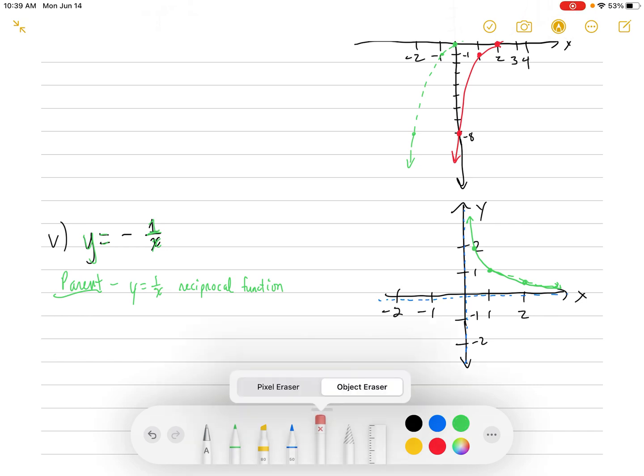I'll make this one solid. Do I want to make it solid? No, I want to make it dotted. Let's make it dotted.